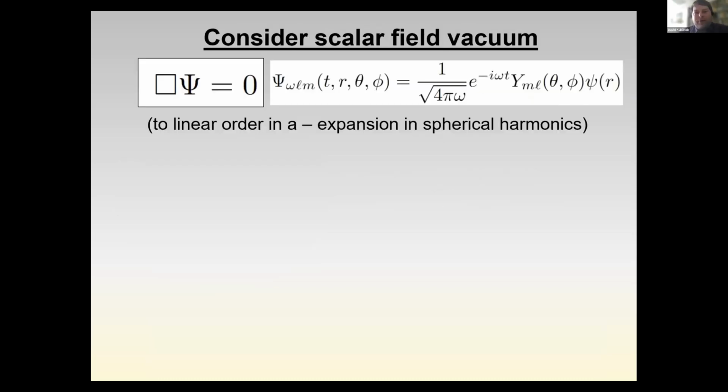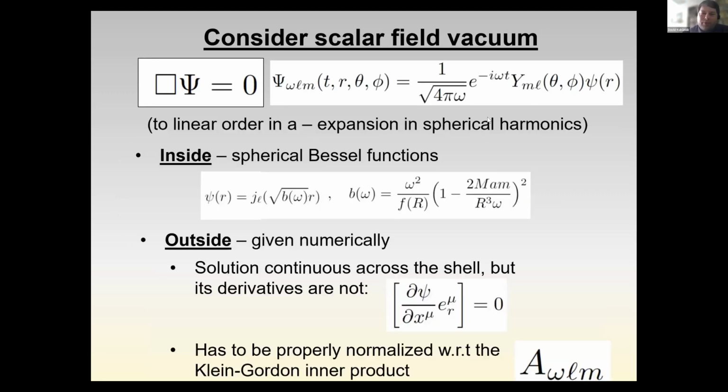All right, so now how do we do this detection? We consider a scalar field in vacuum. Here's your decomposition into the modes. We can use spherical harmonics to the linear order in A of the rotation. Then inside you can easily solve because it's just flat space. So you have a solution in terms of Bessel functions. Outside, you have to numerically integrate, but you also have to provide some initial conditions or boundary data for your integration. And so you basically have to extend the psi through the shell, and you do it in such a way that psi is continuous, but the derivatives are not necessarily continuous. You have to also normalize the solution properly.